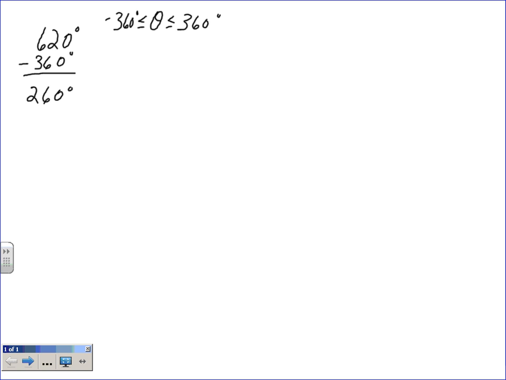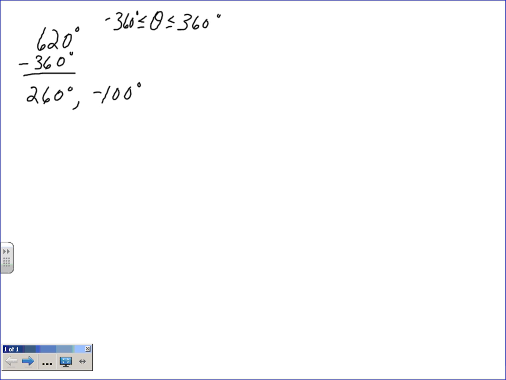Now I need a negative one. Remember what the book said. Add 360 or subtract 360. What do you think we're going to do? Subtract 360 from that, and I would get negative 100. Don't forget, put that degree sign. If you don't put the degree sign, it means something else. It means that we're in radians.